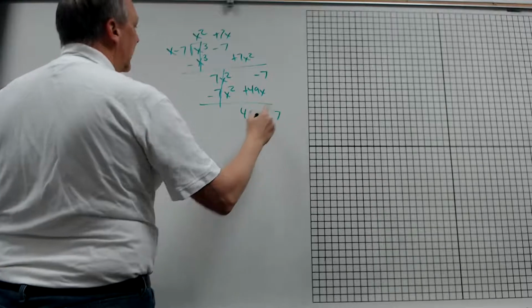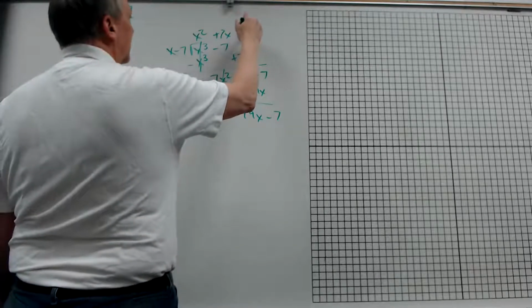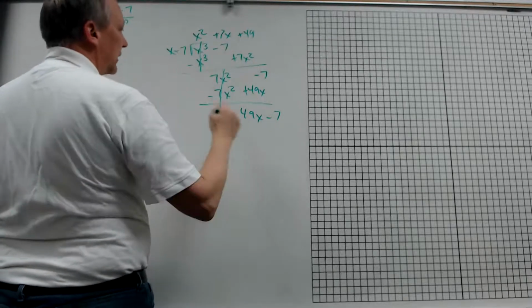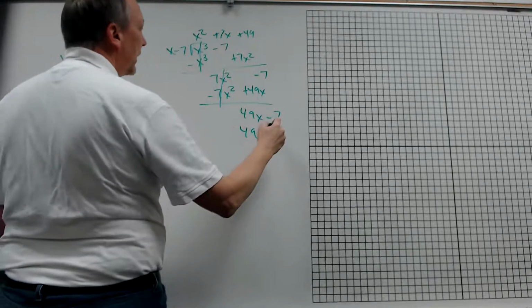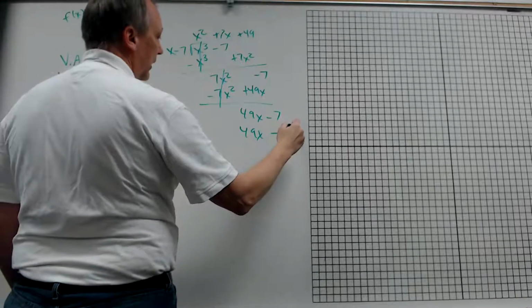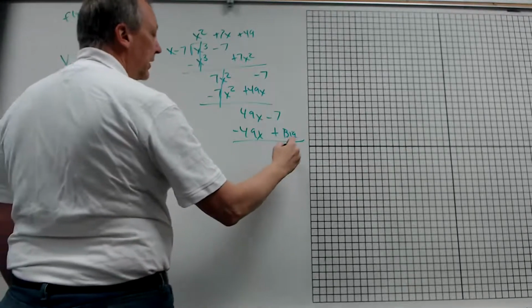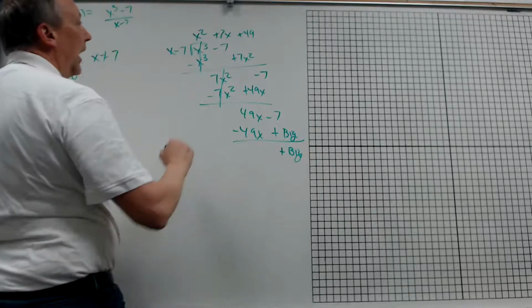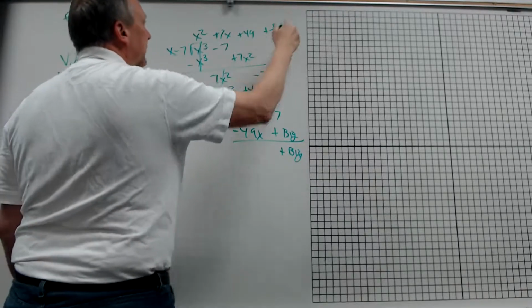49x minus 7. Does x go into 49x? 49 times. 49 times x is 49x. 49 times negative 7 is a really big negative number that I'm not going to worry about, because I'm going to subtract and it's going to be plus a big number. I don't care what the remainder is: some big number over x minus 7.